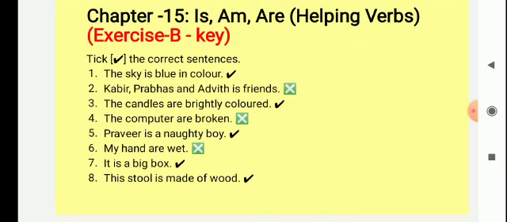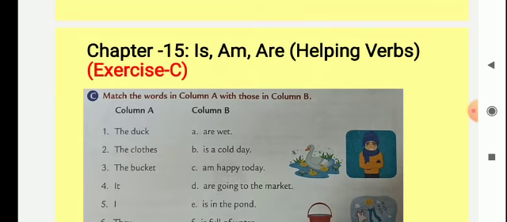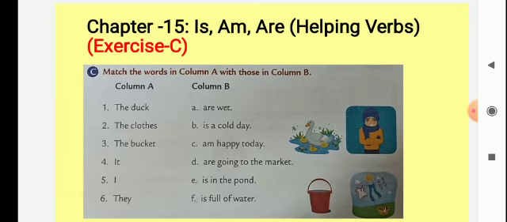Now let's look at the last exercise of this chapter. Match the words in column A with those in column B. So column 1 has got the subject here. You need to check whether the subject is singular or plural. Accordingly check the column verbs. In column B you have to check the verb and see the picture to make some sense and then join it. So number 1, the duck. When we look at the duck, it is in the pond. There's only one duck we are talking about. So it is the duck is in the pond.